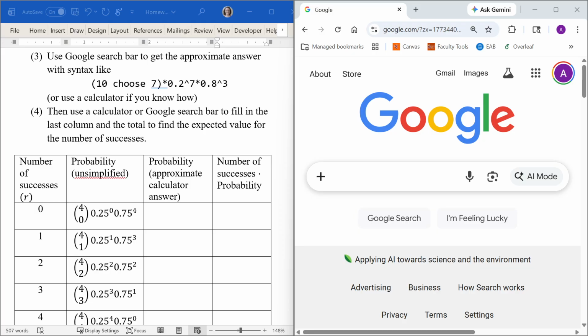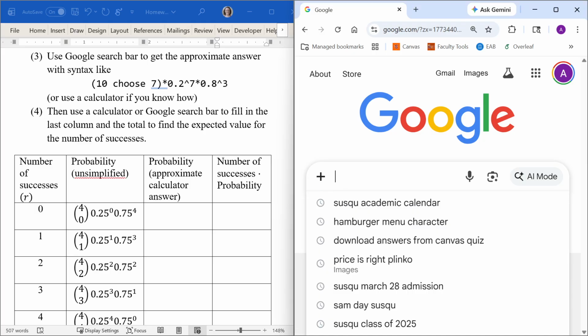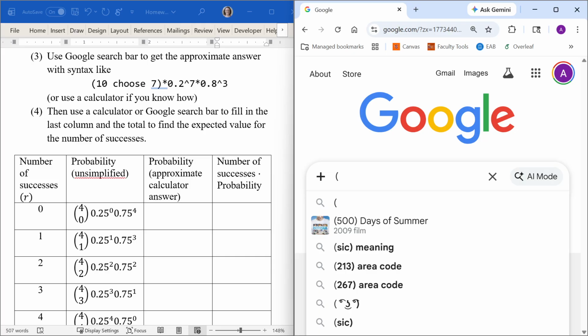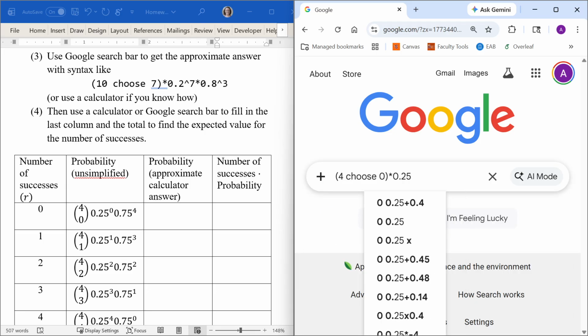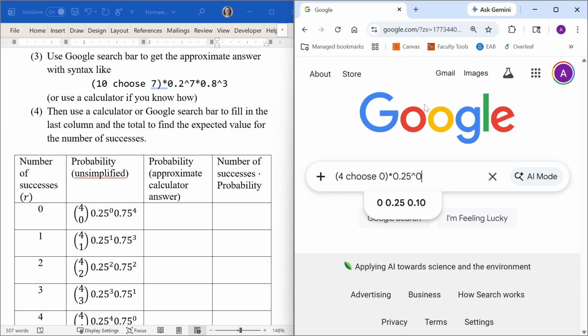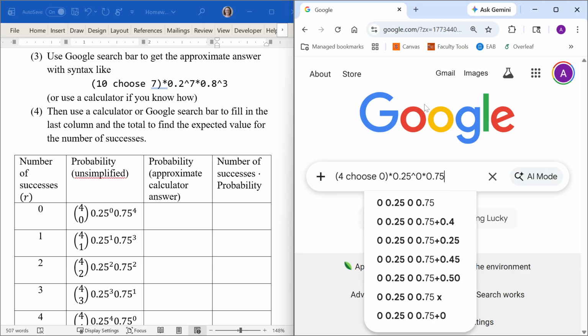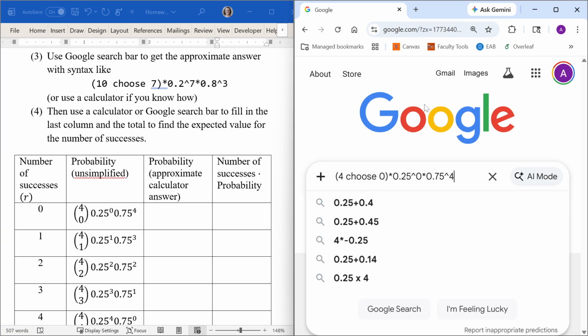Okay, so the way that you want to type these in is you want to have the parentheses for choose 0, the choosing part like this in parentheses. And that's just so that you can multiply that whole number by the next part. And then you're going to have the probability of success, and then raise that using the caret key, which is shift 6, to the number of successes. So the first one is 0. And then do another multiplication, and the probability of failure, 0.75. And then raise that with shift 6 again to the number of failures.